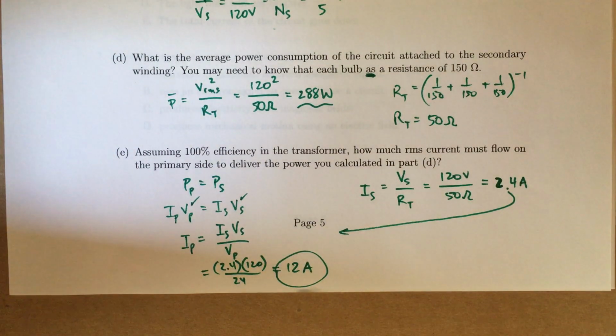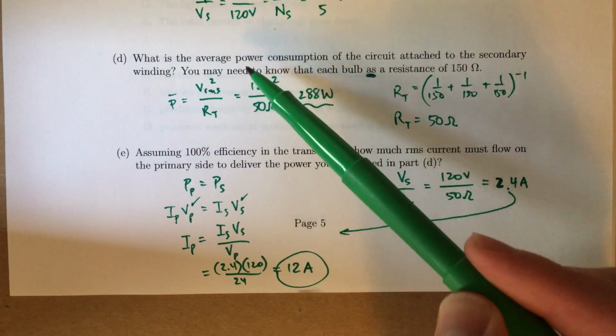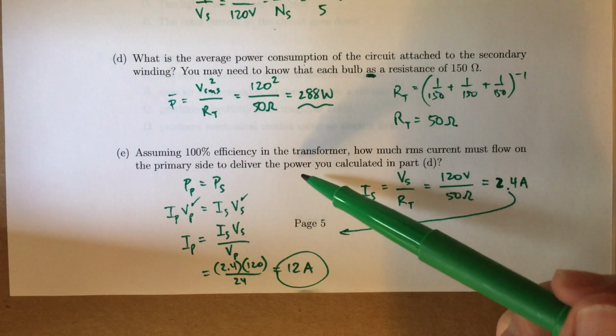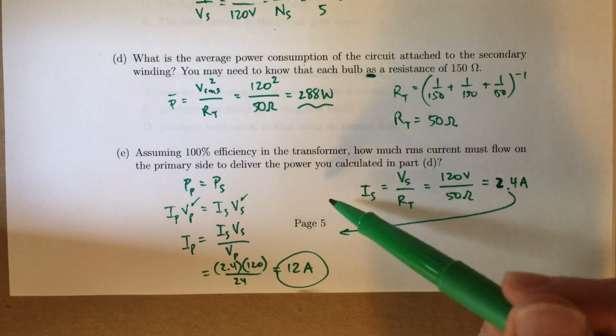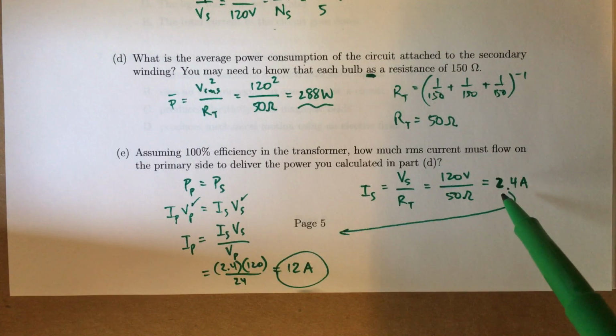Notice that it's a step up transformer in terms of voltage. We're going from 24 volts to 120 volts. So up here, 24 volts to 120 volts. But that means the reverse must happen with current. So we're stepping down current. We're going from 12 amps to 2.4 amps.